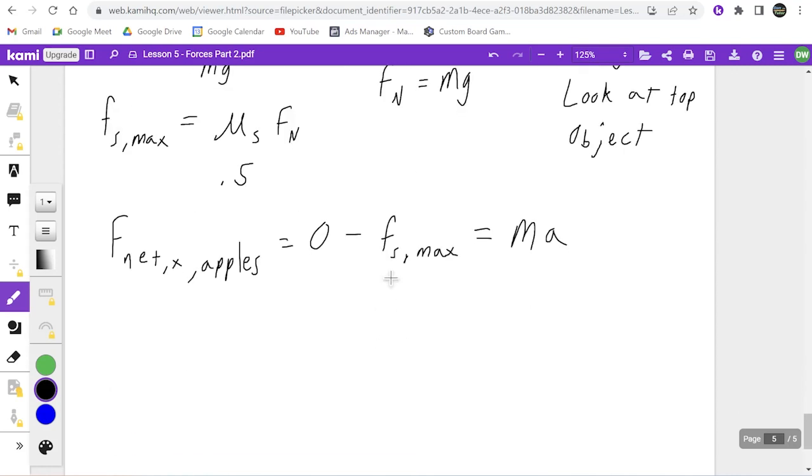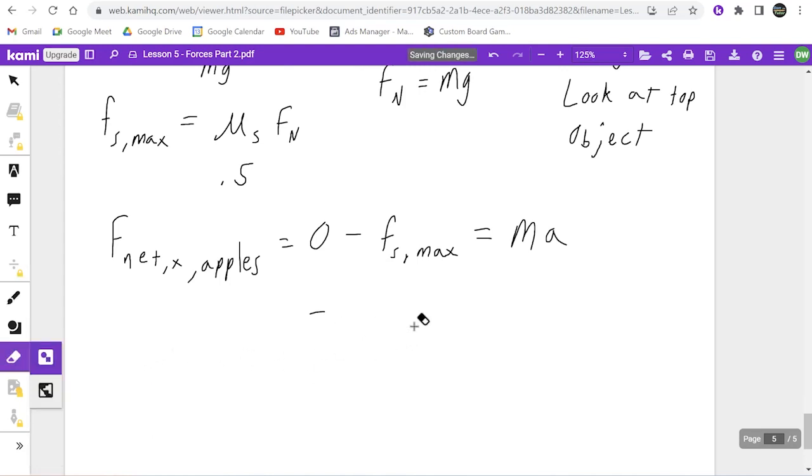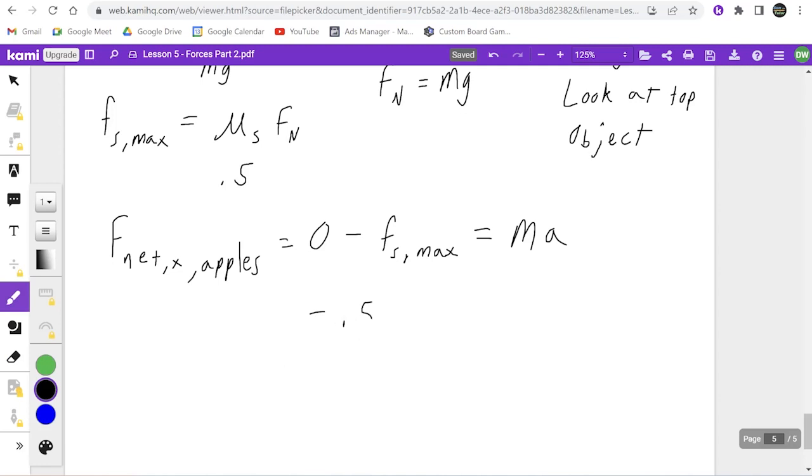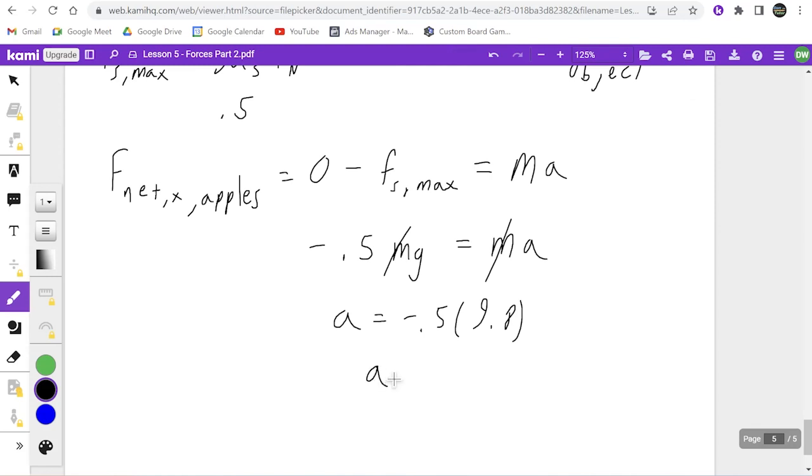So anyways, negative Fs max is going to be negative mu s times normal force. And if I plug in those variables, where mu s was 0.5 and normal force is mg, I can set that equal to ma. And again, it looks like my mass cancels because it shows up on both sides. So the acceleration is equal to negative 0.5 times g, which is 9.8. That's going to give me an acceleration of negative 4.9 meters per second squared.